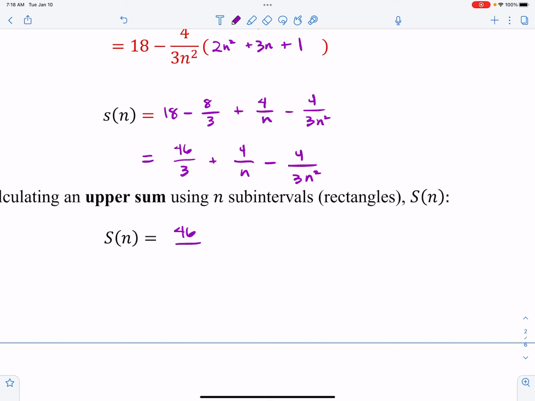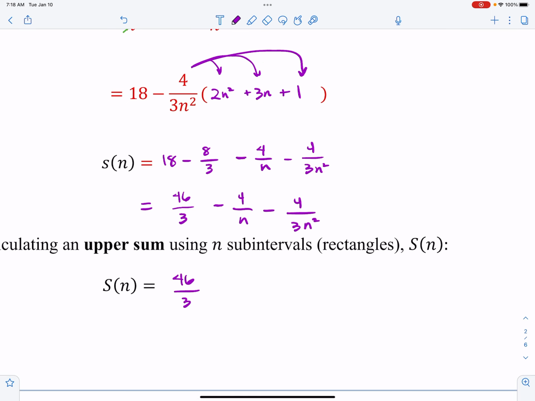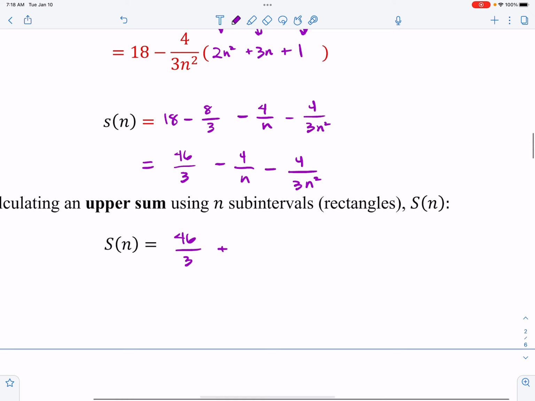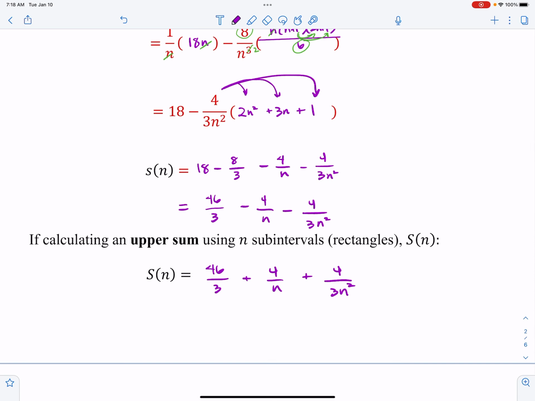It would be 46 thirds. Oh, I'm sorry. This should have been minus. Whoops. Going back. That should have been minus. So sorry. Yeah, when we distribute, that should have been minus. So this, for the upper sum, should be 46 thirds plus 4 over n plus 4 over 3n squared. So that's our upper sum. We have our lower sum and our upper sum.